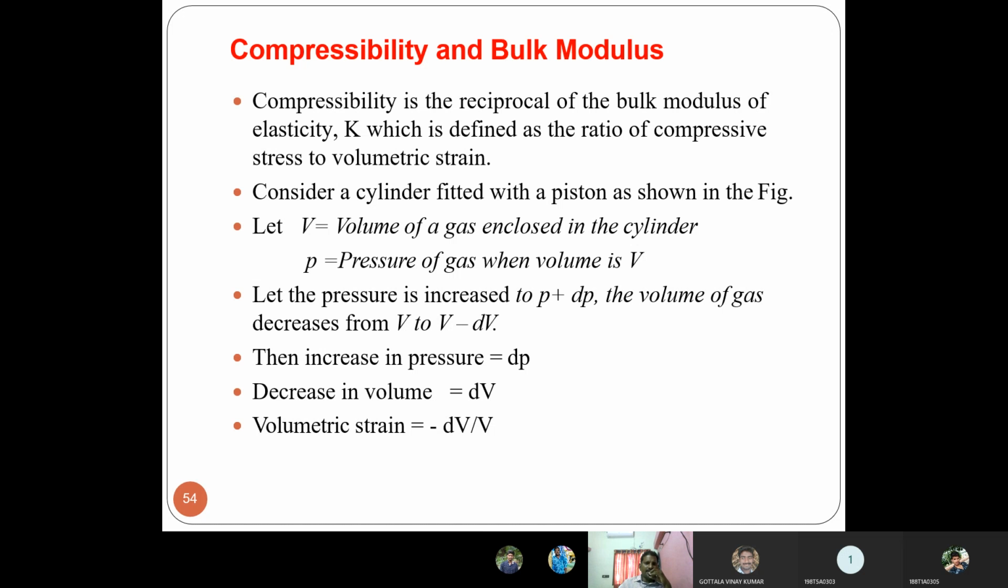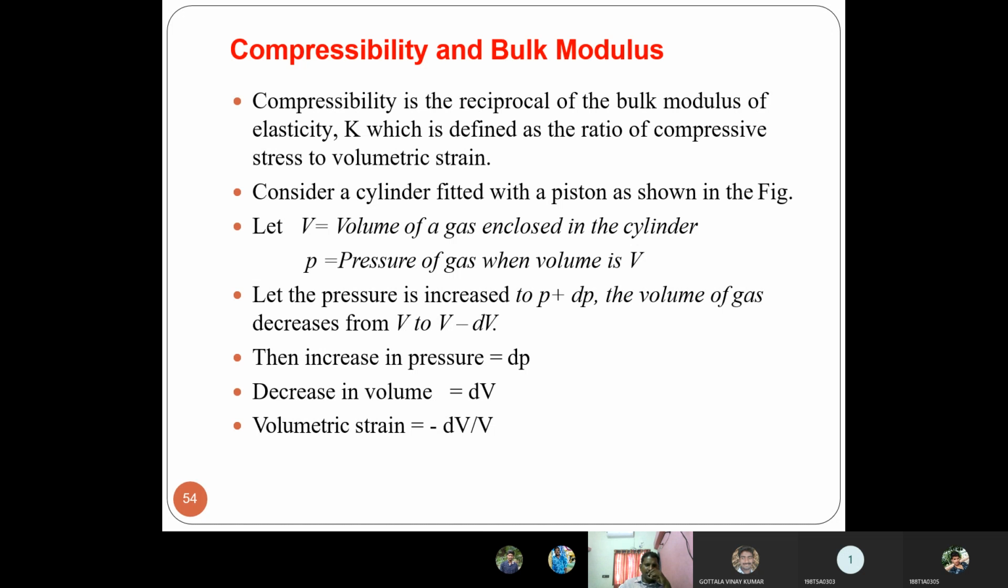Compressibility is the reciprocal of bulk modulus of elasticity K, which is defined as the ratio of compressive stress to volumetric strain. Understand? Consider a cylinder fitted with a piston as shown in the figure. Let V be the volume of gas enclosed in the cylinder and P the pressure of the gas when the volume is V. Let the pressure be increased to P plus dP due to the compression, and the volume of gas decreased from V to V minus dV.